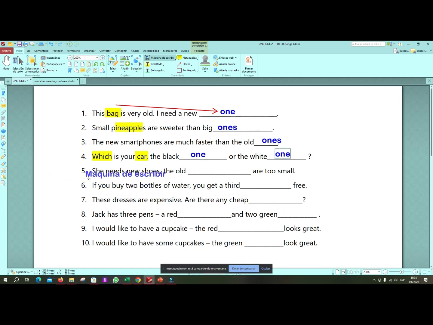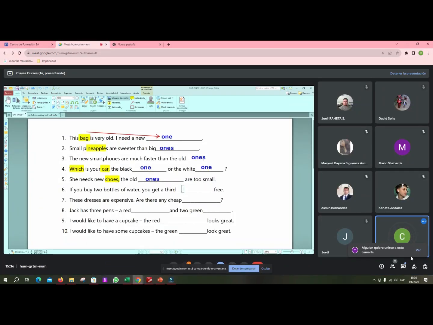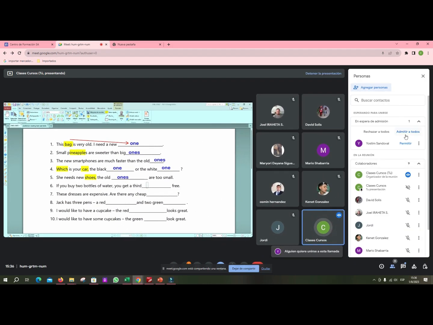5. She needs new shoes. The old are too small. What about this one? She needs new shoes. The old, you're talking about shoes, right? Ones. The plural, right? The old ones are too small, right? Okay, what about the other one?